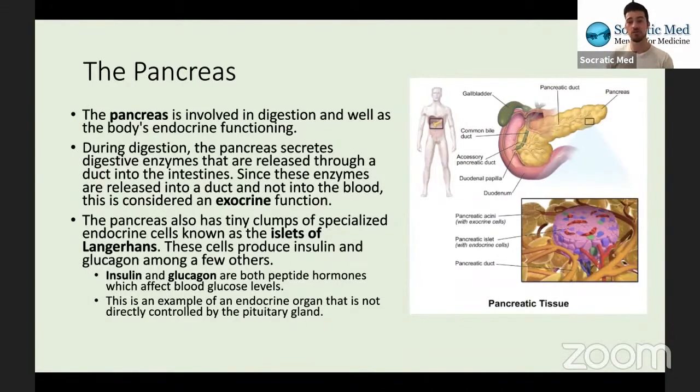During digestion, the pancreas secretes digestive enzymes that are released through a duct into the intestines. I'm sure you've learned about those enzymes. We're not going to go too much into them because they are released into a duct and not released into the blood, so they're considered exocrine enzymes. It's an exocrine function, so it's not technically considered a true endocrine function.